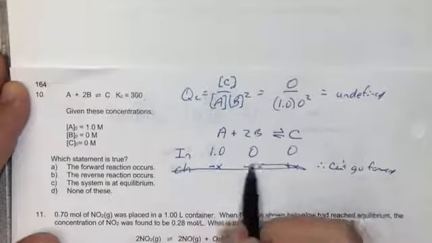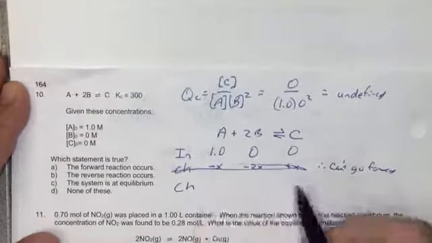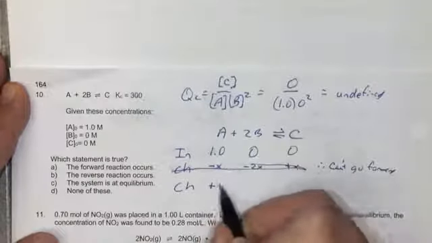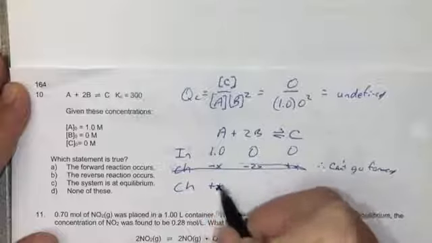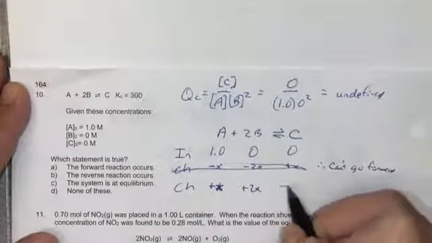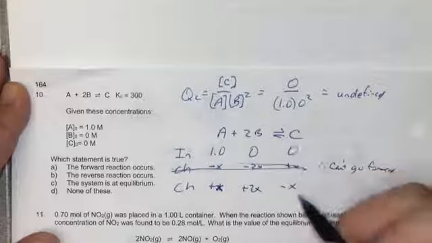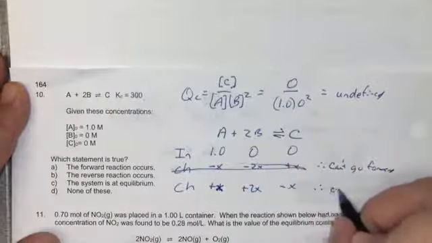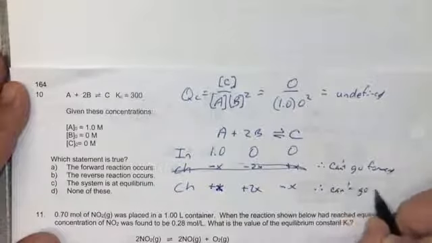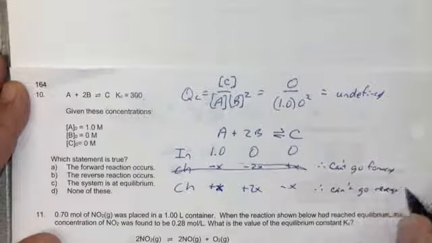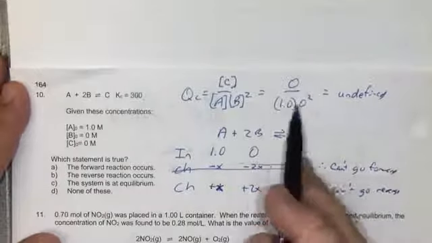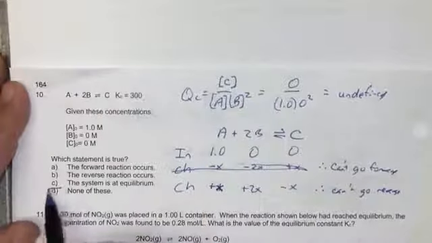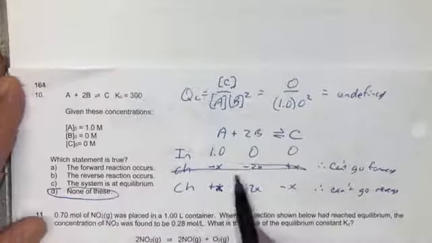So let's just scratch that out. So let's look, what if it goes in reverse? So to go in reverse, if the change line was plus x over here, plus x, plus 2x, minus x. Well, again, it can't go in reverse because there's not any C. It can't go in reverse. It's not at equilibrium. This is not equal to 300. K is equal to 300, and this is not equal to 300. So the correct answer to this is none of these. You can never reach equilibrium.